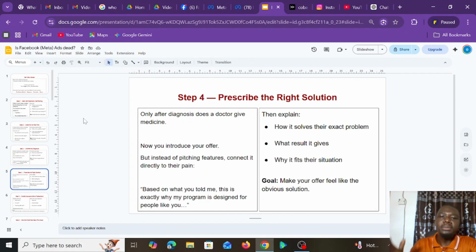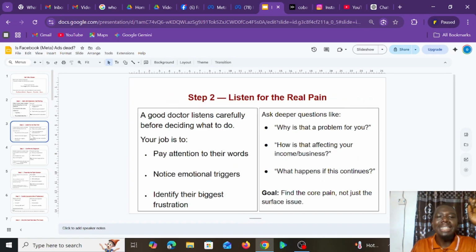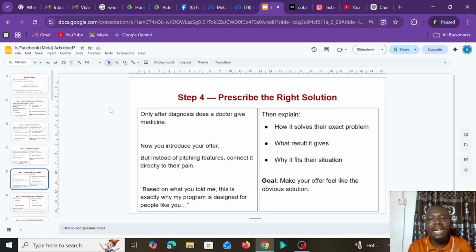So step four is prescribe the right solution. You can see the steps you have been following: start with questions, not pitching. Listen to the real problem they are facing. Then confirm the diagnosis and prescribe the right solution. Now, only after diagnosis does a doctor give medicine. Any doctor that gives you medicine without diagnosing you, without testing you, that doctor is whack. And I'm sure you're not going to take that medicine from that doctor, because how do you know? Are you an herbalist? Are you a juju doctor?